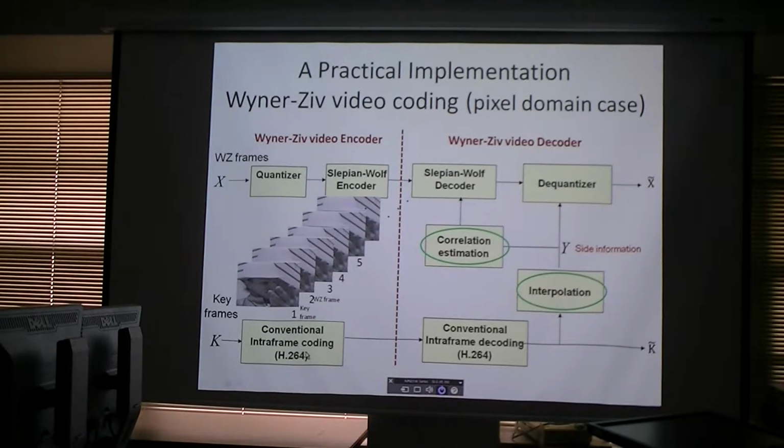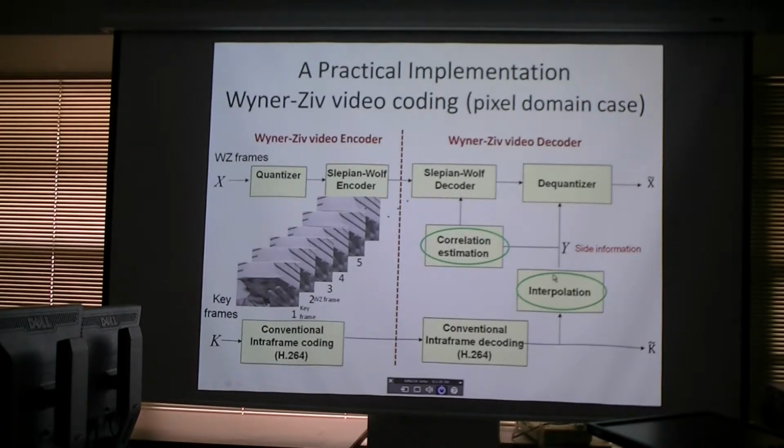traditional frame coding such as H.264, and then decoded independently at the decoder. And these decoded key frames are used to generate the side information frames. Then, by performing the joint decoding of the side information and the received syndromes, and then performing the dequantizer, we can recover the frame X.